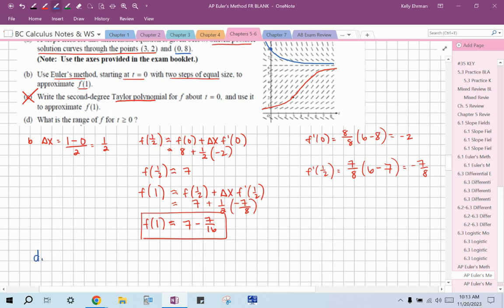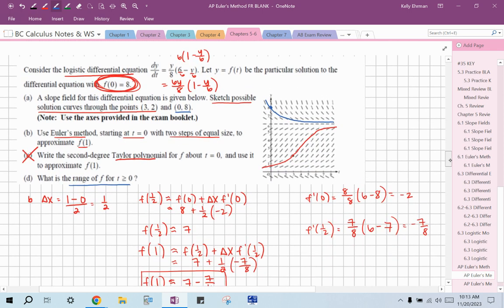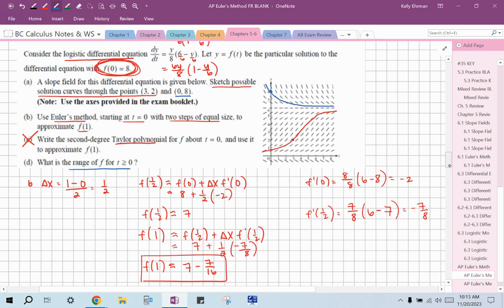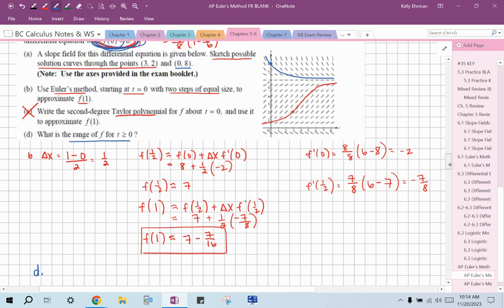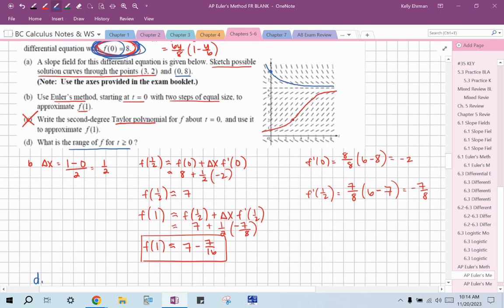Part D, what is the range for f for t greater than or equal to 0. So again, use the slope field, but also pay attention to which curve you're on. 0, 8 is officially the point that's on the particular solution. So you're on the top curve. So what is the range for t greater than or equal to 0? Now, greater than or equal to 0 does not include this top part. So the highest point is 8, and then it's going to approach 6 without hitting 6 necessarily.